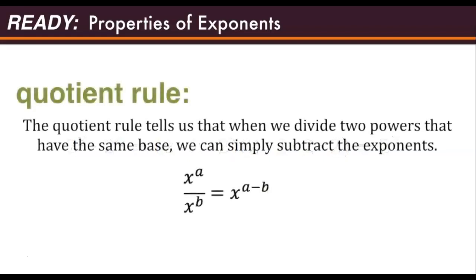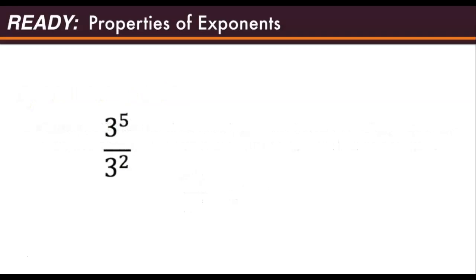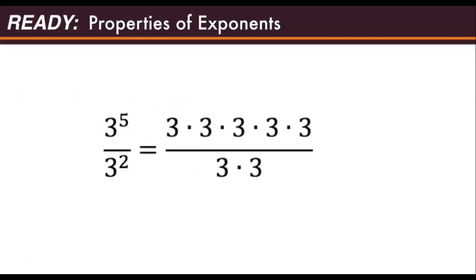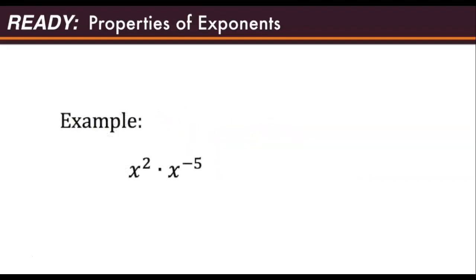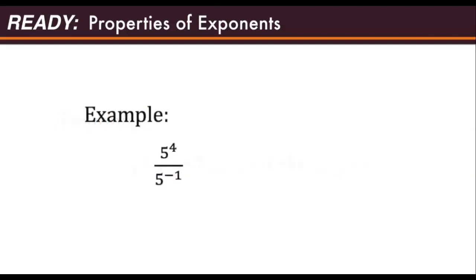The quotient rule tells us that when we divide two powers that have the same base, we can simply subtract the exponents. Once again, let's look at a specific example. Here is an example. Here is another example.